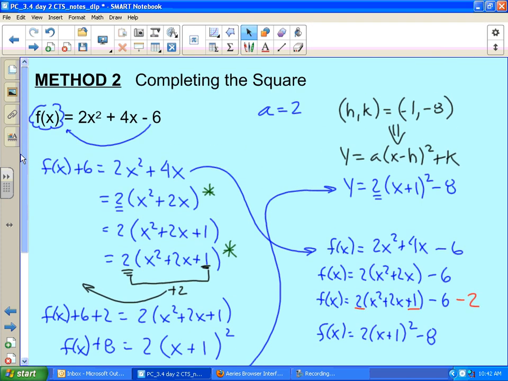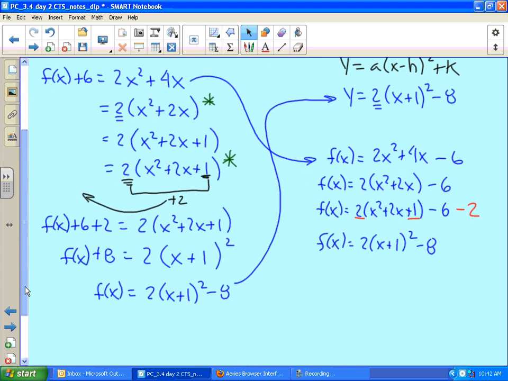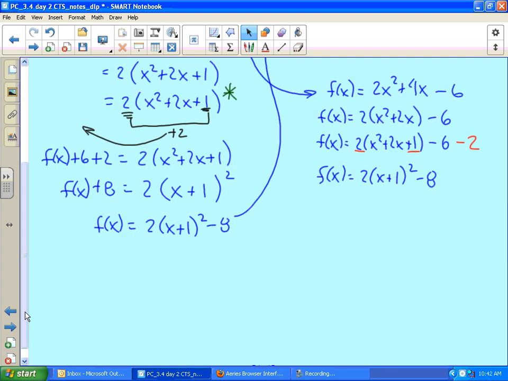So that's your completing the square. That's how we go from a standard form into a vertex form. Very quickly we can just see, hey, there's my vertex, -1, -8, it's stretched by 2. We can go off of that.